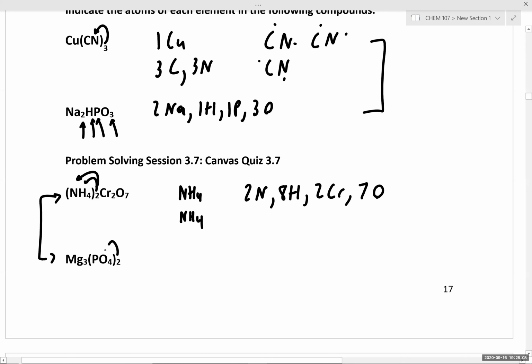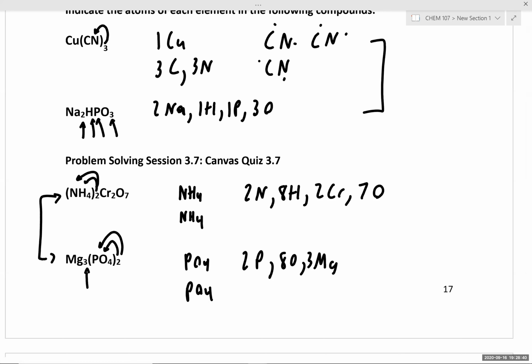For magnesium phosphate, again, the 2 applies to everything in the parentheses. We have 2 phosphorus and 8 oxygens. Let me write this out. I skipped a step. From the 2 phosphates that we've drawn, we have 2 phosphorus and 8 oxygen, and from our magnesiums, we have 3 magnesium because our subscript is 3. Does that make sense to everyone? Is everyone comfortable with these examples?